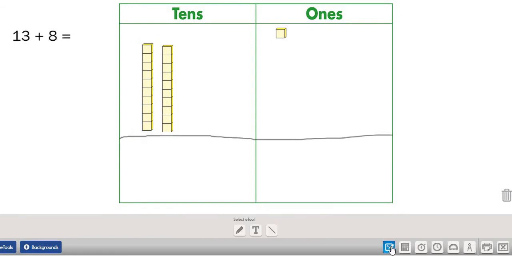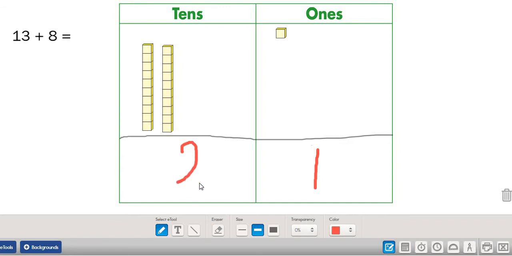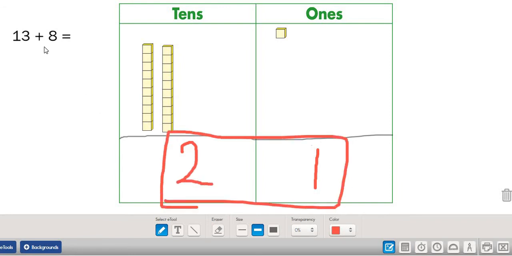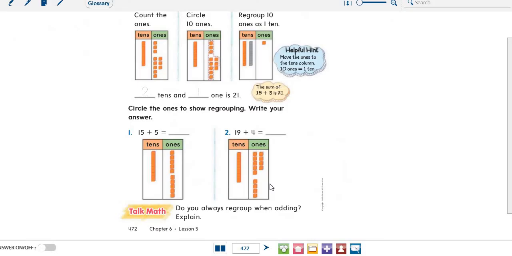Interesting. Now let's see how many ones we have here now, grade 1? Yes, we have only one. So 1. And how many tens do we have here? Now we have 2 tens. So the sum is 21. 13 plus 8 equals 21. So interesting. Now let's solve question number 1.